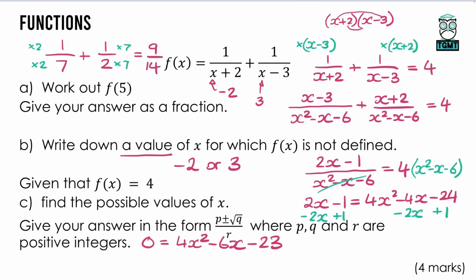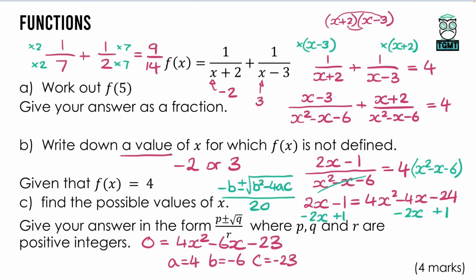However, it does want it in this form p plus and minus root q over r, which is essentially putting it into the quadratic formula. So here, A is equal to 4, B is equal to -6, and C is equal to -23. Our quadratic formula is minus b. We're kind of running out of space here, but it's minus b plus and minus the square root of b squared minus 4ac all over 2a.